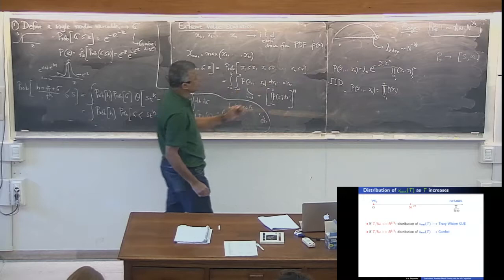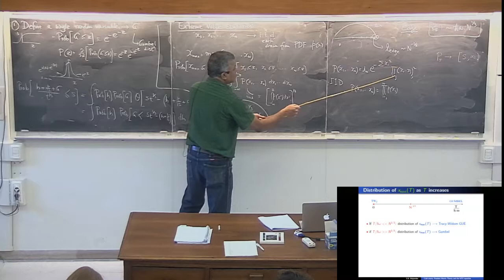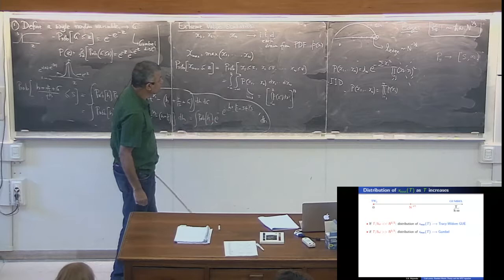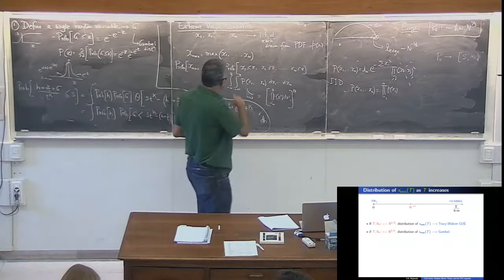So the fact that you get a non-trivial distribution like the Tracy-Widom distribution for GUE eigenvalues is because of this factor, because they are correlated. If you didn't have this factor, then it would be just a factorizable Gaussian distribution. So in general, this is the exact distribution, and now we want to work out the tails of this distribution. For large n, how does this distribution look?